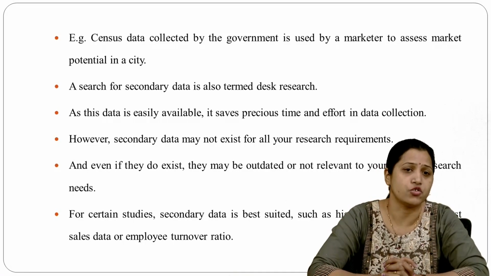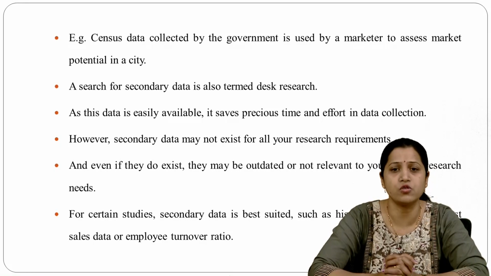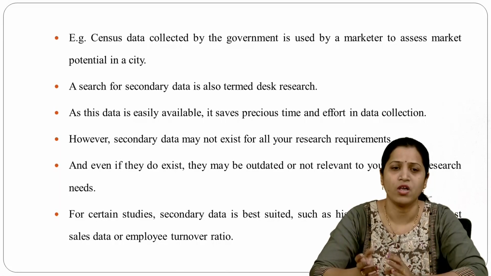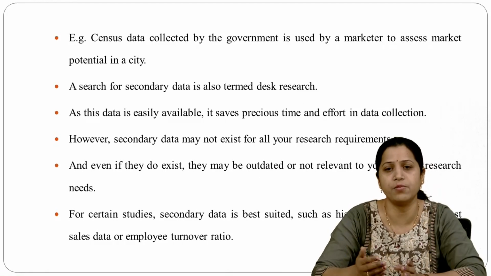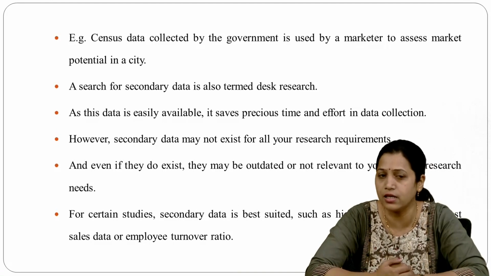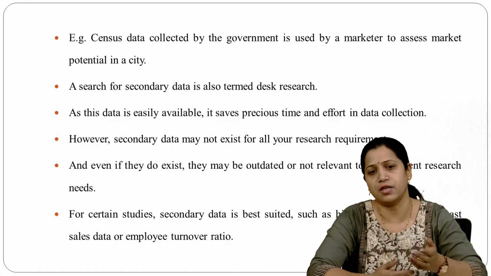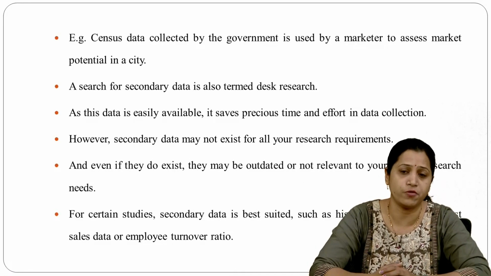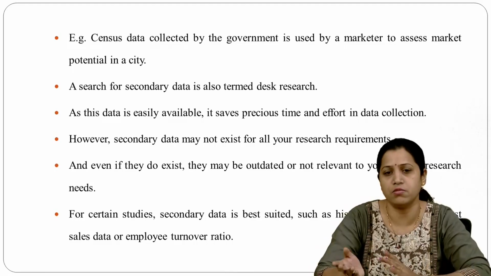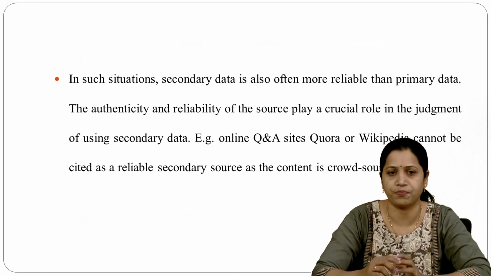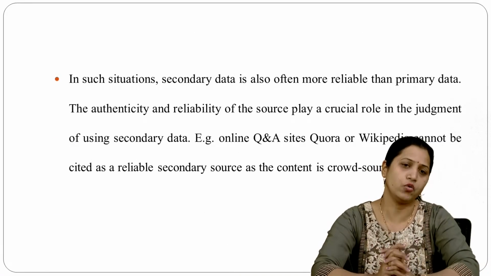A search for secondary data is also termed desk research. Why? Because this data is easily available and it saves precious time and effort in collecting the data. But secondary data may not exist for all types of research requirements. For some, primary data is required, for some, secondary data is required. So what can we do in such a situation?